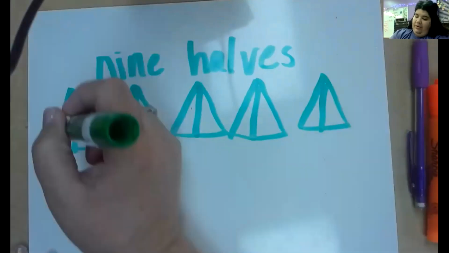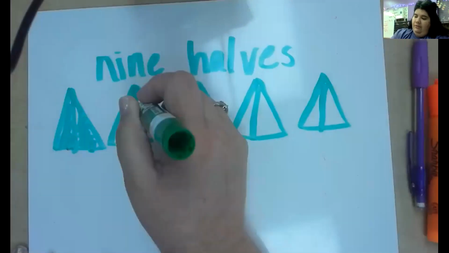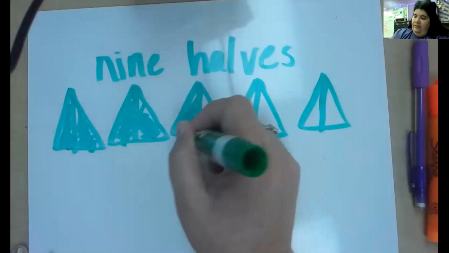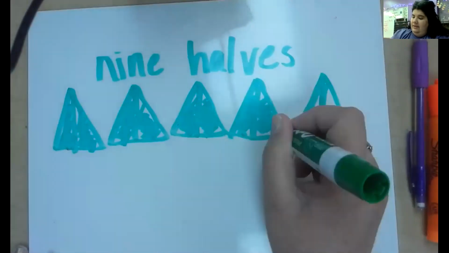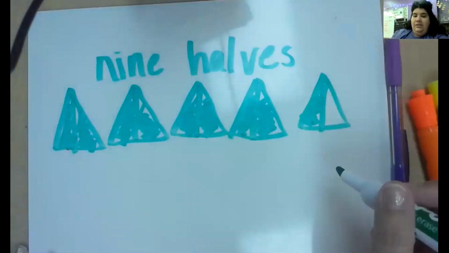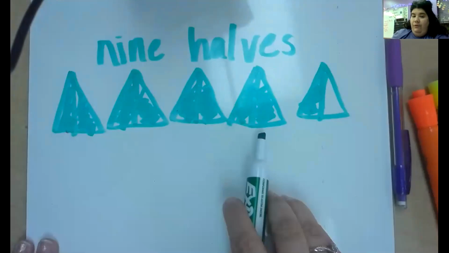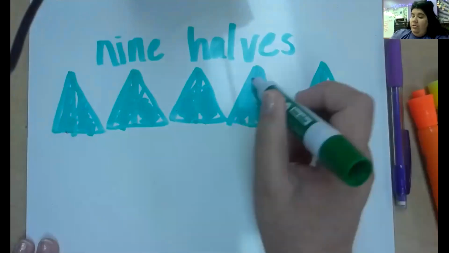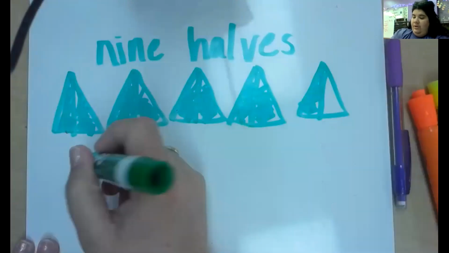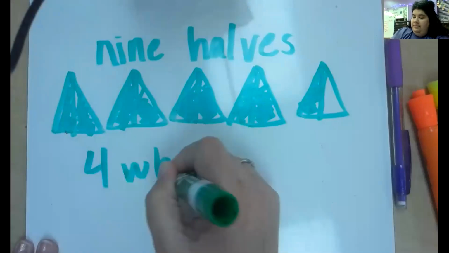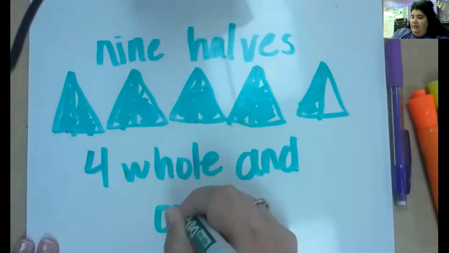So let's count. 1, 2, 3, 4, 5, 6, 7, 8, 9. So I have 1, 2, 3, 4 where the whole area is shaded in. And then I have 1/2 over here. So I have 4 wholes and 1/2.